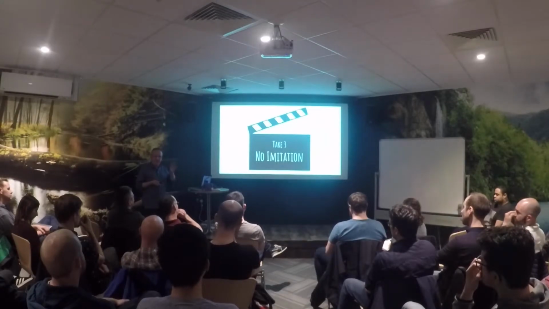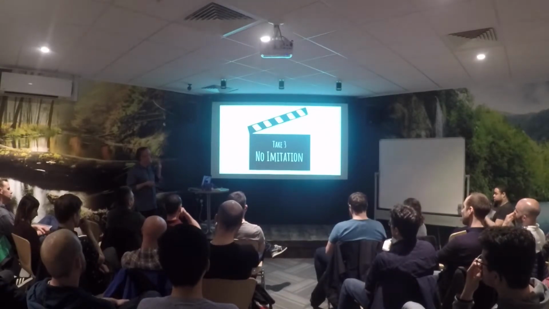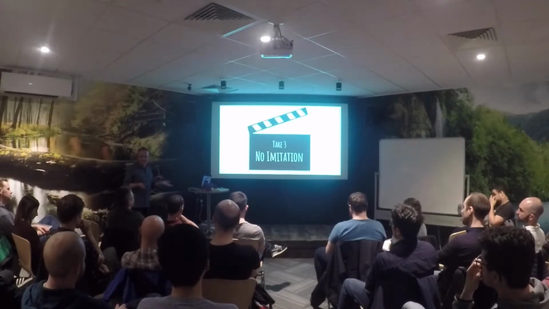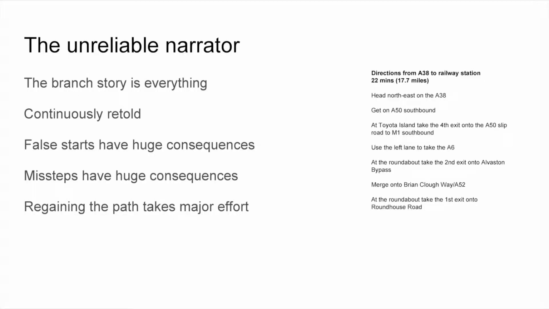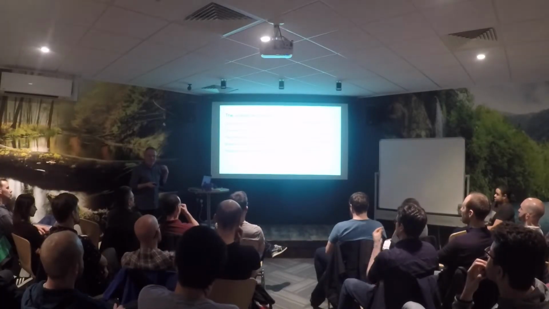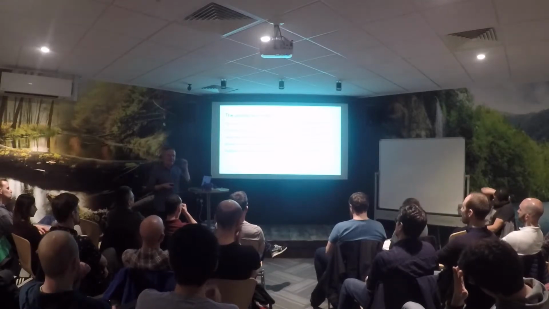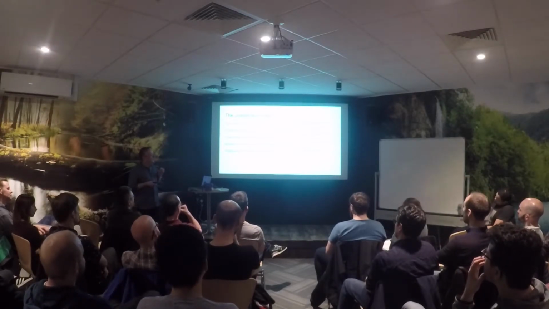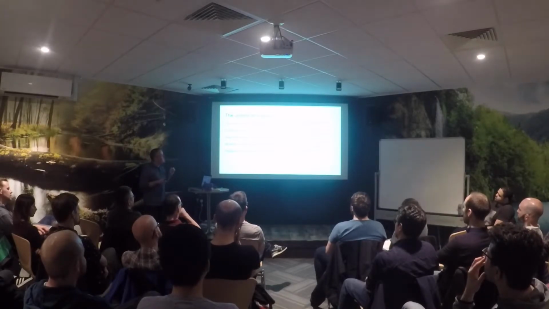One of the things about this is command line seems to me very much narrative driven. So if I was to say to you, I'm going to explain how to get from the A38 to the train station, I'm going to describe it. One option is this bit over on the right-hand side. And this is where command line becomes very difficult, and why I'm talking about the unreliable narrator. Because if you're looking at that, you're thinking, what the hell is he talking about, the A50? And where is Brian Clough Way? I think probably some older people in the audience might know where Brian Clough might be.